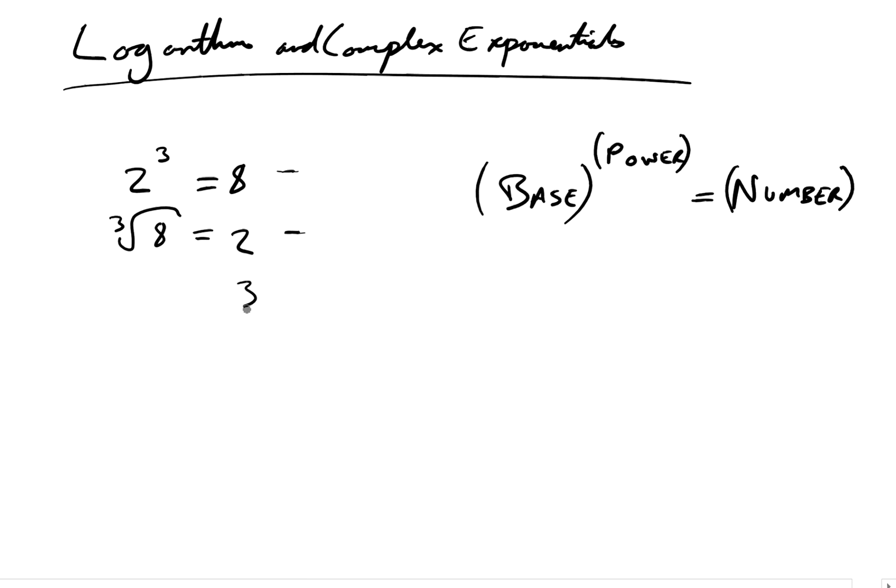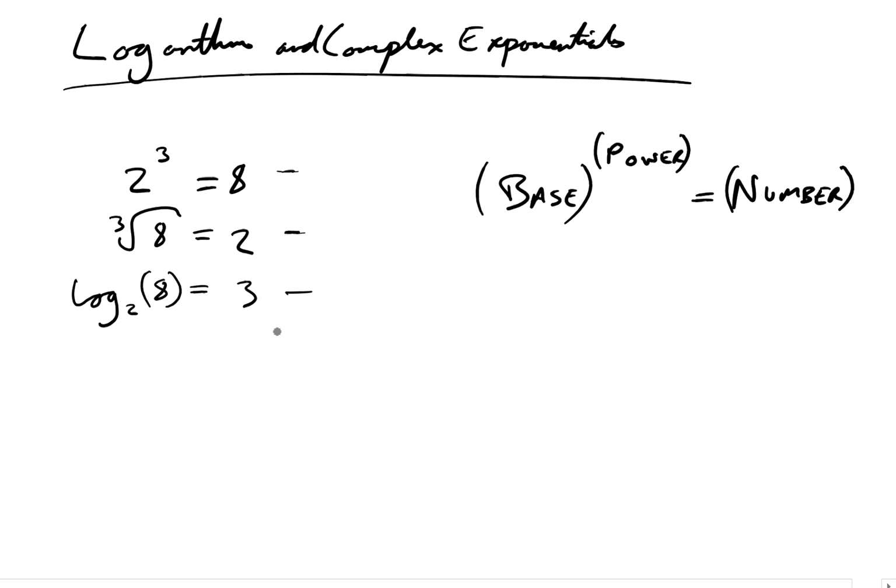Well, what happens if I want to write the power as the subject of the formula? Well, I can do that, but I have to use this function. And this function is known as a logarithm function. Okay, so I'd write it as log to the base, which in this case is 2, of the number, which is 8, and that will give me the power out. So in other words, the logarithm is just a special way of writing the power as the subject of the formula.